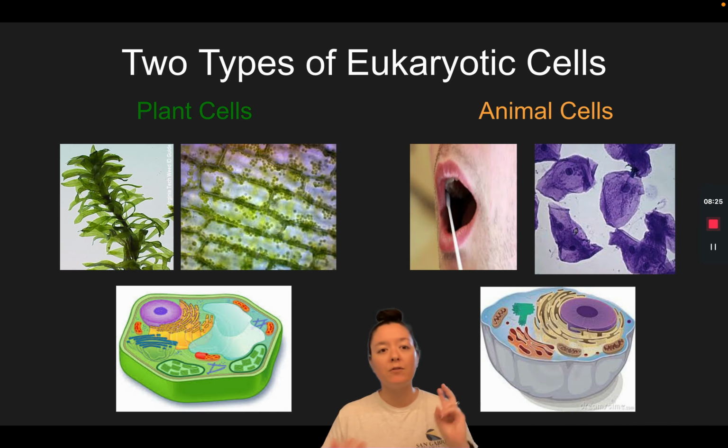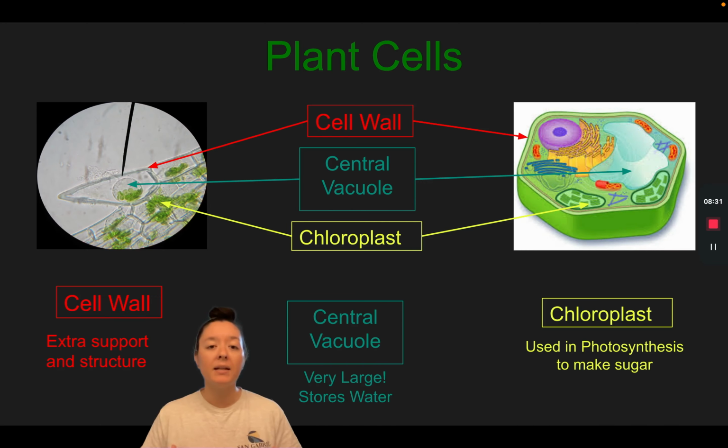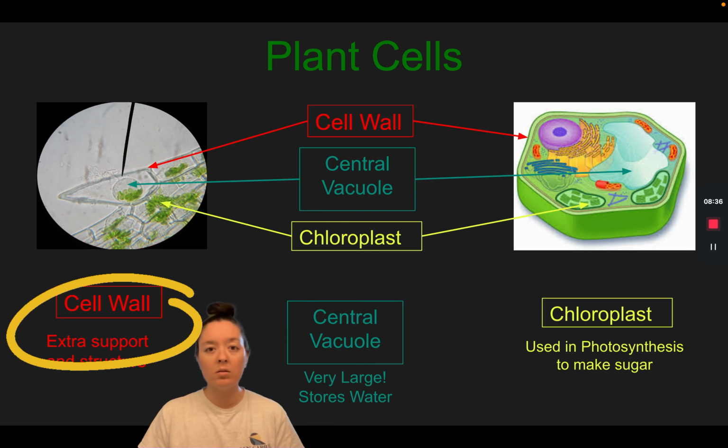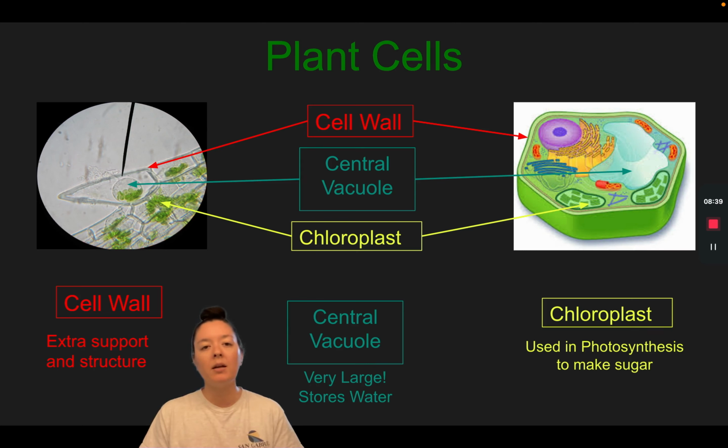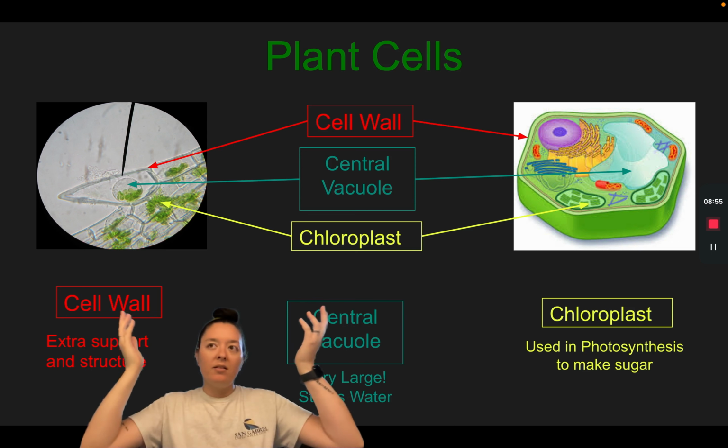Within eukaryotes, we have two different types of cells. We have plant cells and we have animal cells. Plant cells have a few distinguishing characteristics. They have cell walls, so in addition to a sort of membrane, they have a protective wall. They have what's called a central vacuole, so it's a big, large bubble in the middle that helps store water. And they have chloroplasts, and these are sort of the telltale sign of a plant because the chloroplasts are what make them green. They help with photosynthesis.